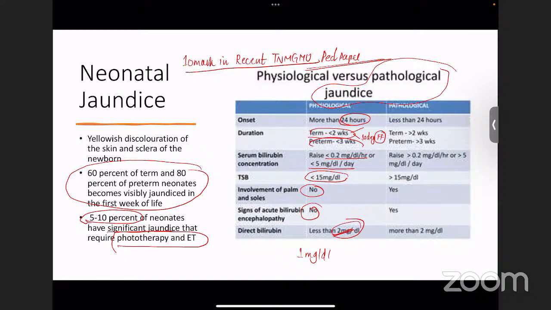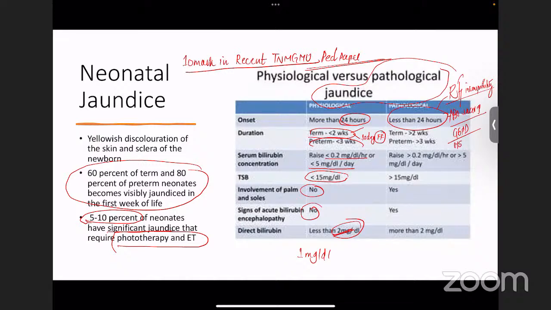But what is pathology? Whenever jaundice appears in less than 24 hours. What is the pathological cause of jaundice? More commonly, it is RH incompatibility. RH incompatibility should come in your viva. Whenever asked the most common cause of pathological jaundice, suspect RH incompatibility, ABO incompatibility. Maybe the child may have G6PD deficiency if it's a male child. Sometimes it could also be hereditary spherocytosis, a cause of jaundice in less than 24 hours.